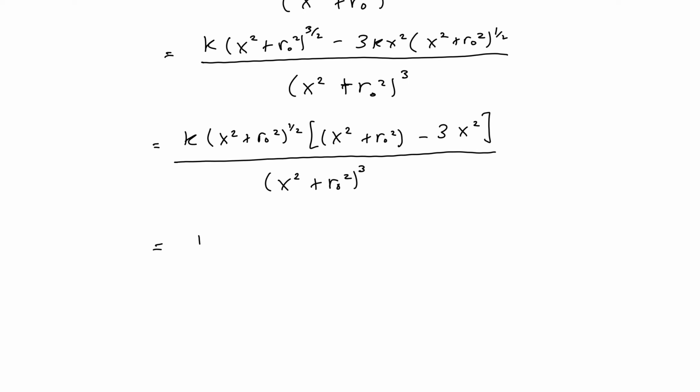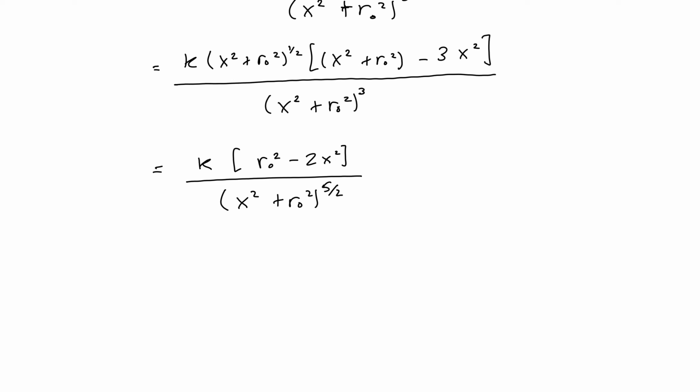Now I can simplify this a bit. I have a k, and then I'm going to have an r0 squared minus 2x squared. And then I can cancel that 1/2 off for part of the bottom, and this just becomes 5/2. So this is my derivative. Now notice, like I said before we started taking the derivative, x squared plus r0 squared is always positive. So that means there's no points where this is undefined.